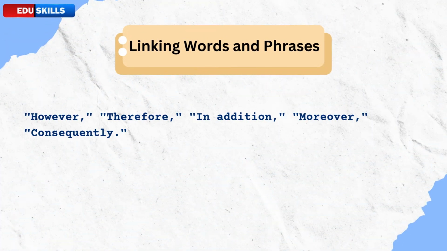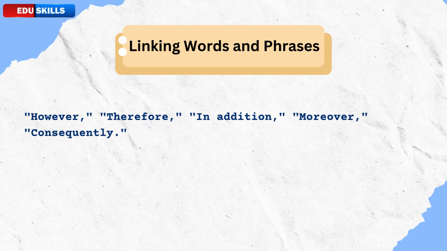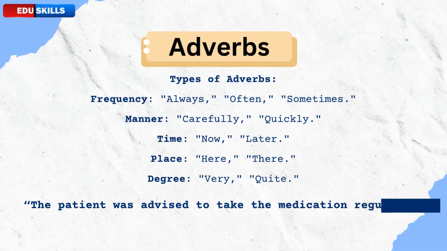Linking words and phrases help your writing flow smoothly. Words like however, therefore, in addition, moreover, and consequently are essential for connecting ideas and making your communication logical and easy to follow. Adverbs modify verbs, adjectives, or other adverbs and express frequency, manner, time, and degree. For example, the patient was advised to take the medication regularly. Adverbs add detail and clarity to your instructions and descriptions.